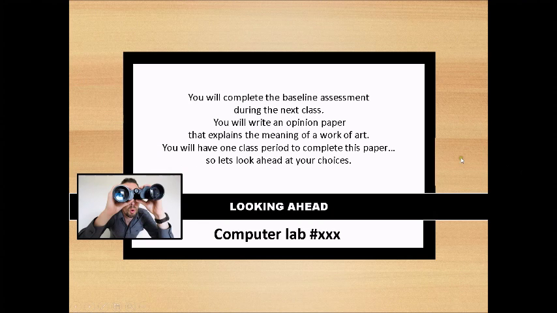You will complete the baseline assessment during the next class. You will write an opinion paper that explains the meaning of a work of art. You will have one class period to complete this paper. So let's look ahead at your choices.